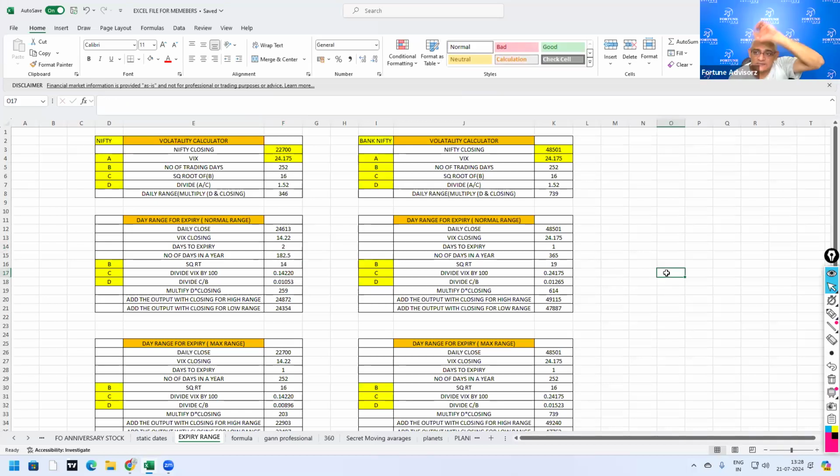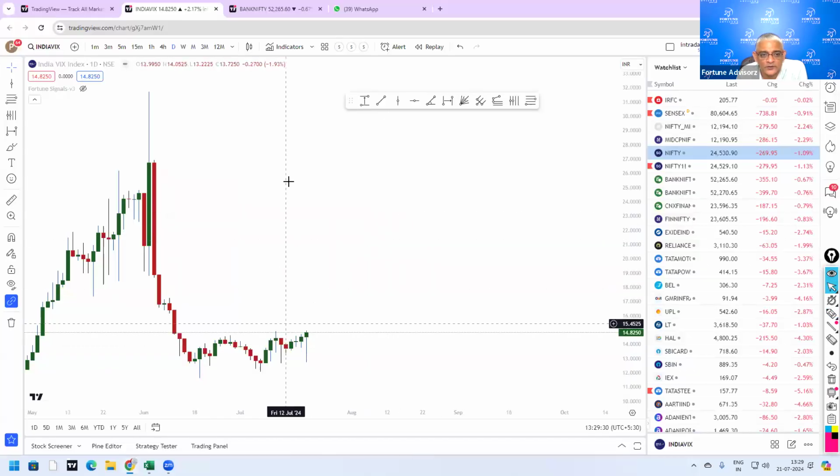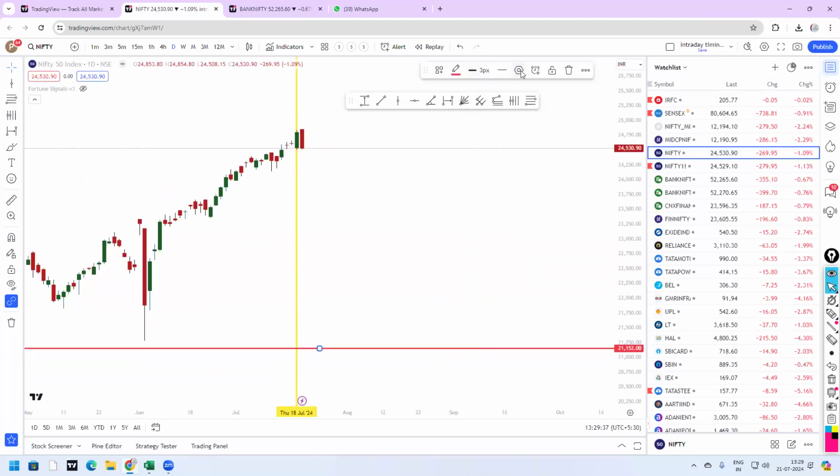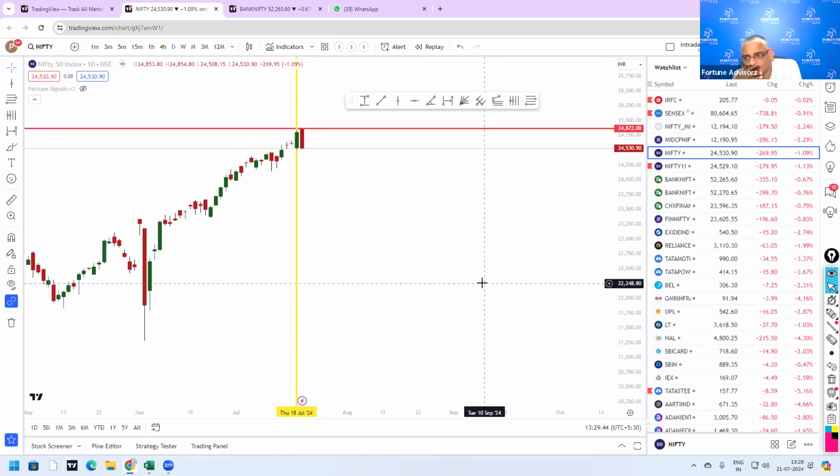What it says? The highest range of Nifty is, the lowest range of Nifty is this. On the expiry day, the highest range for Nifty is 24,872 and the lowest range will be 24,354. So now let's go and see whether anything happened based on this number. So now let's go to Thursday. Nifty 24,872, more or less on the dot.